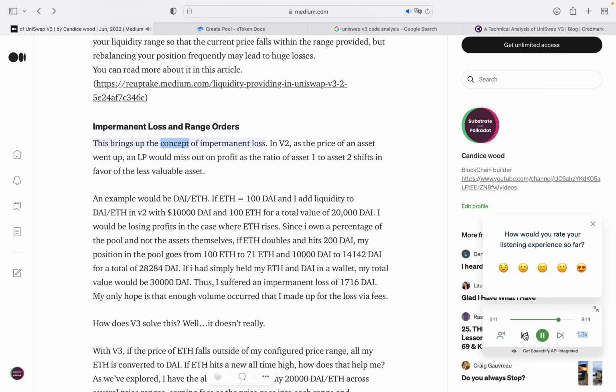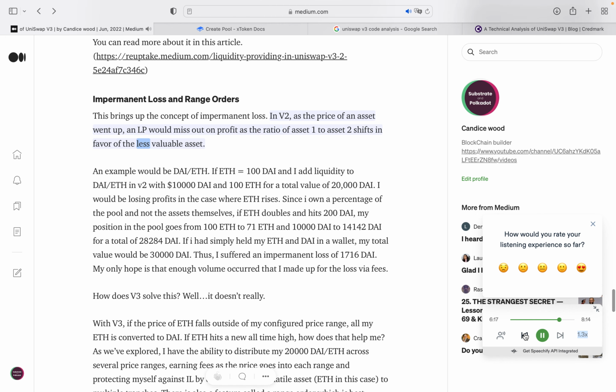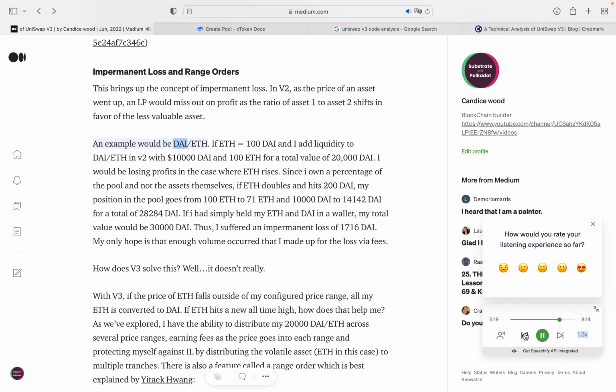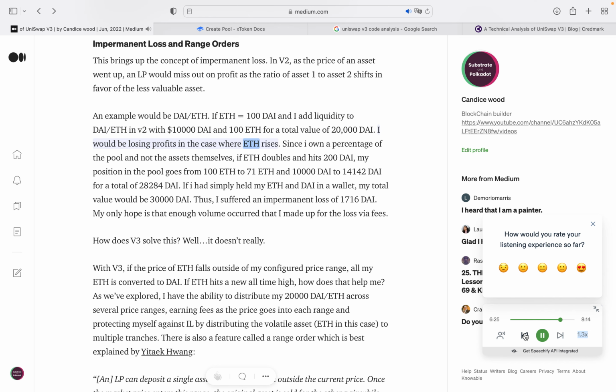This brings up the concept of impermanent loss. In V2, as the price of an asset went up, an LP would miss out on profit as the ratio of asset 1 to asset 2 shifts in favor of the less valuable asset. An example would be DAI/ETH. If ETH equals 100 DAI and I add liquidity to DAI/ETH in V2 with $10,000 DAI and 100 ETH for a total value of 20,000 DAI, I would be losing profits in the case where ETH rises.